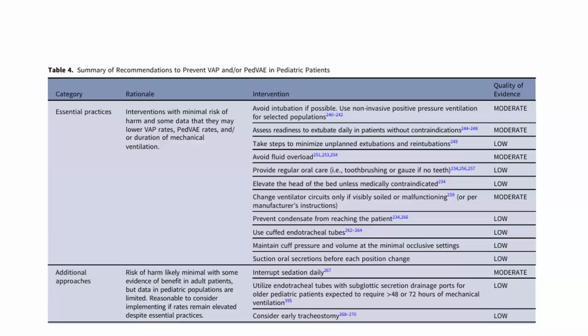Then additional approaches are: interrupt sedation daily, utilize endotracheal tube with subglottic secretion drainage port for older pediatric patients, except those expected to require more than 48 to 72 hours of mechanical ventilation, and go for early tracheostomy.